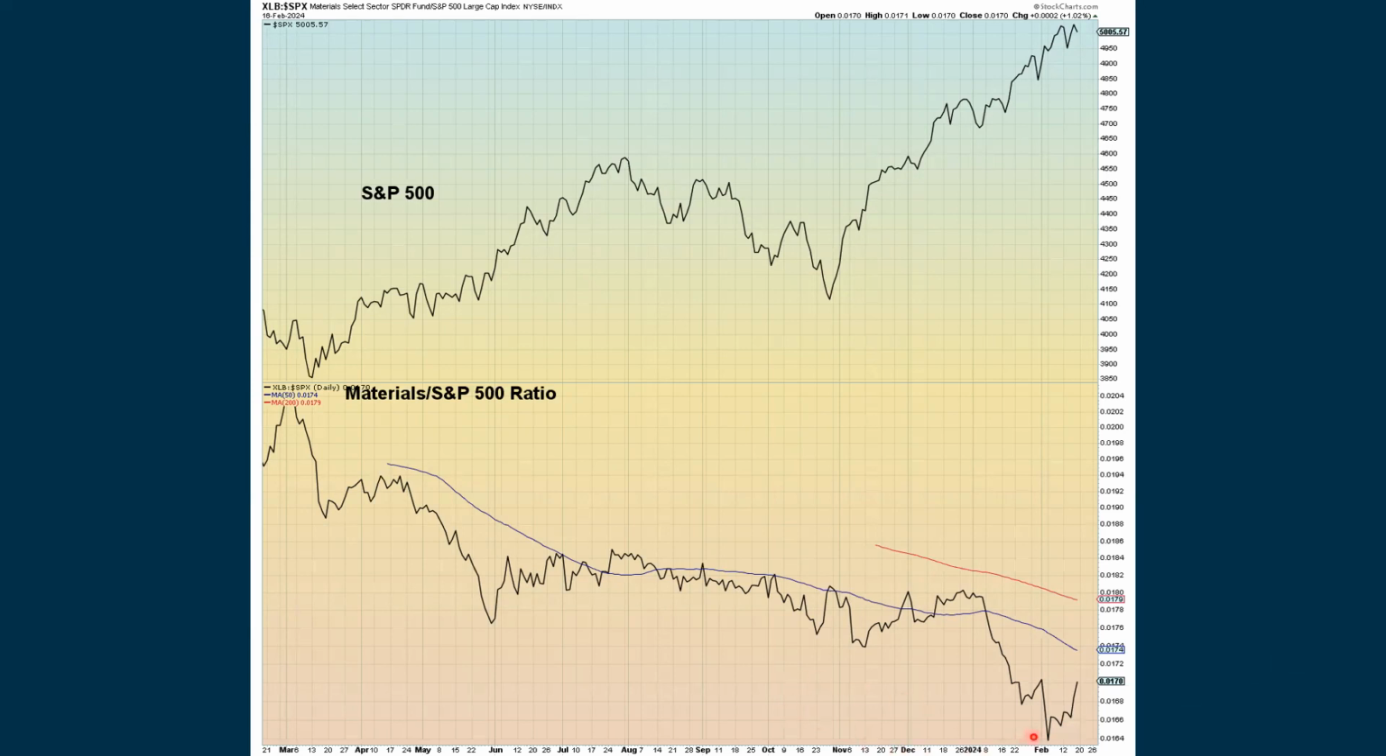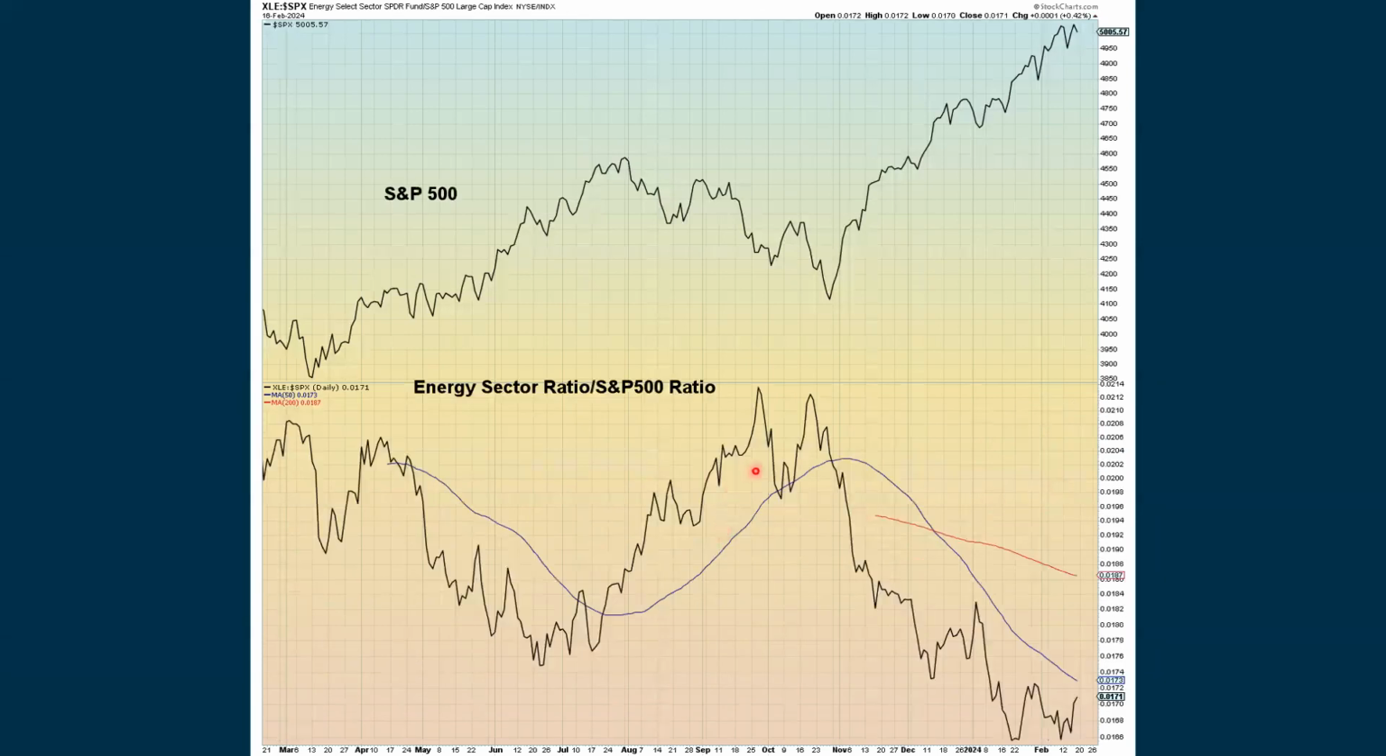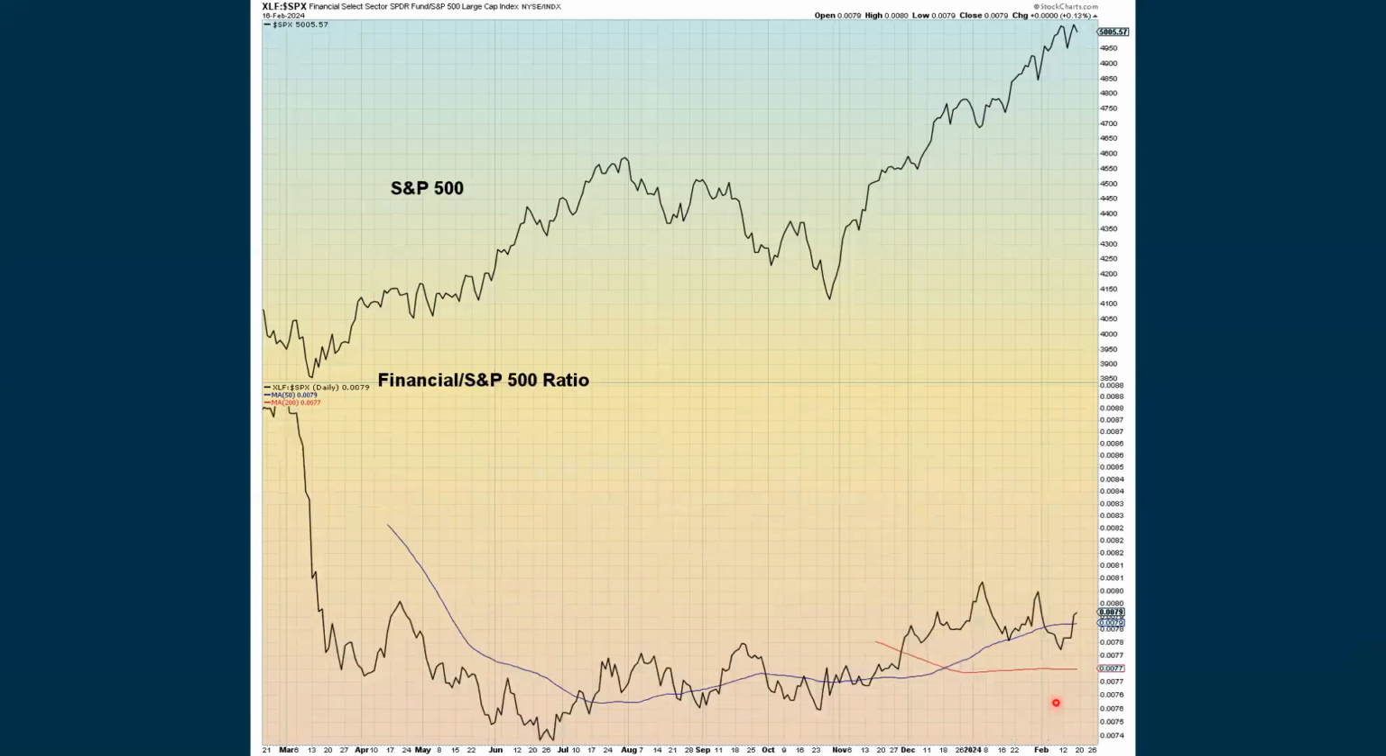Here are different sectors, and we take each sector and compare it to the S&P 500. Here we have the materials to S&P, which is in a downtrend, even though it has bounced back over the last few days. Communication has been one of the stronger areas in the S&P, even though it's been pulling back. Energy has been underperforming the S&P 500.